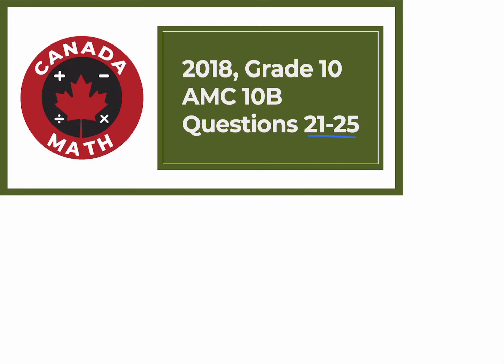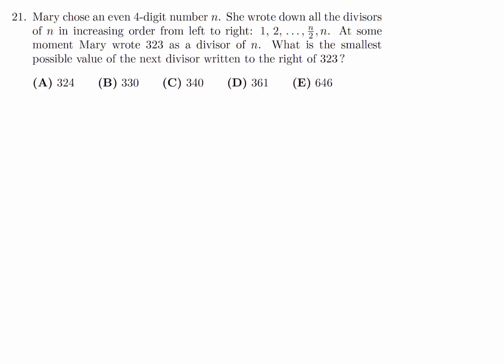Questions 21 through 25 on the 2018 Grade 8 AMC 10B. Mary chose an even 4-digit number n. She wrote down all the divisors of n in increasing order from left to right, 1, 2, ..., n over 2, n. At some moment, Mary wrote 323 as a divisor of n. What is the smallest possible value of the next divisor written to the right of 323?